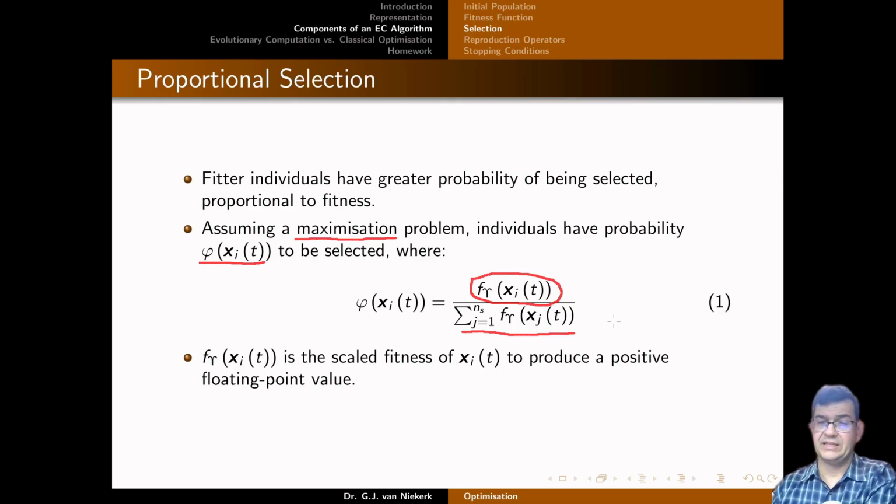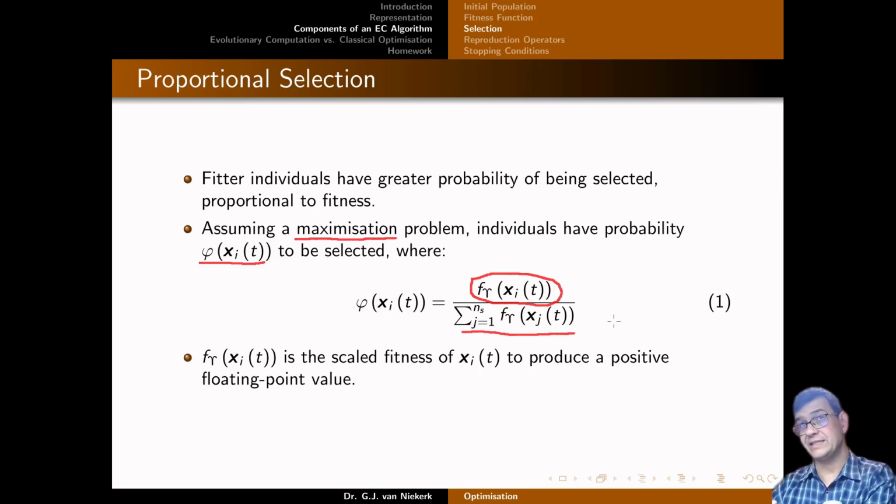So this is just going to give you a fraction, which is then the probability of being selected. Let's say everything in the population has a fitness of 0.1, and you've got 10 of them. Then you have 0.1 over 1, and it's 10%. So it's a 10% probability of selecting anything.